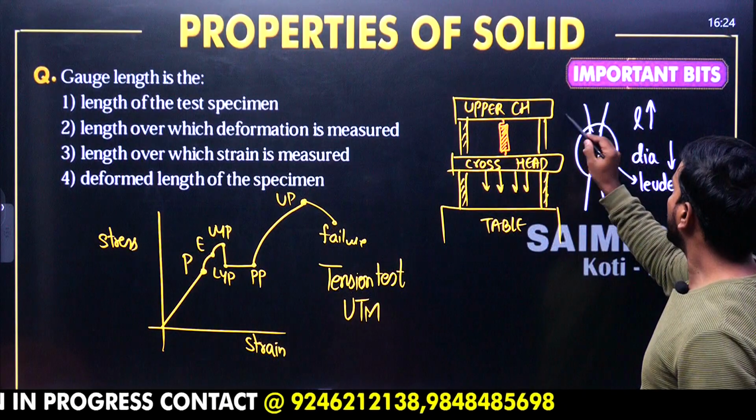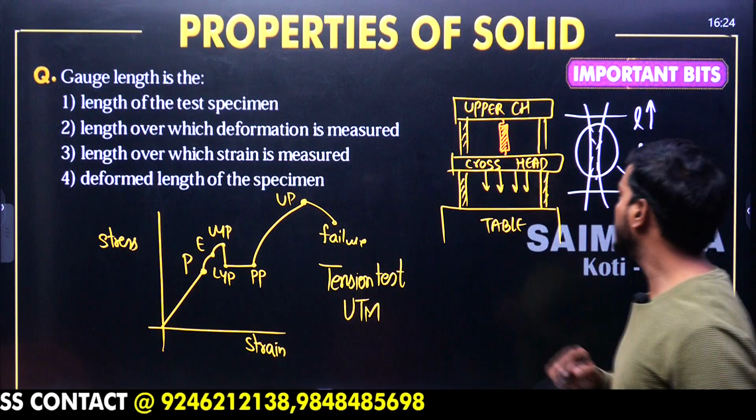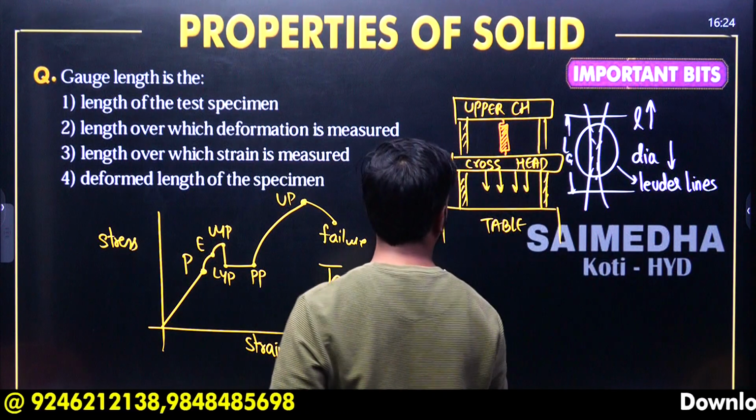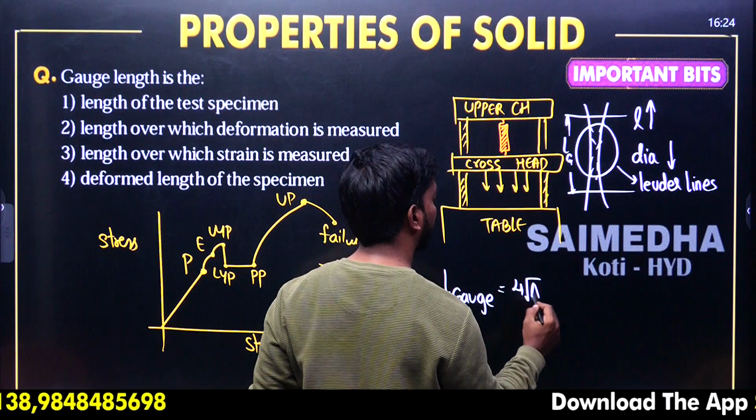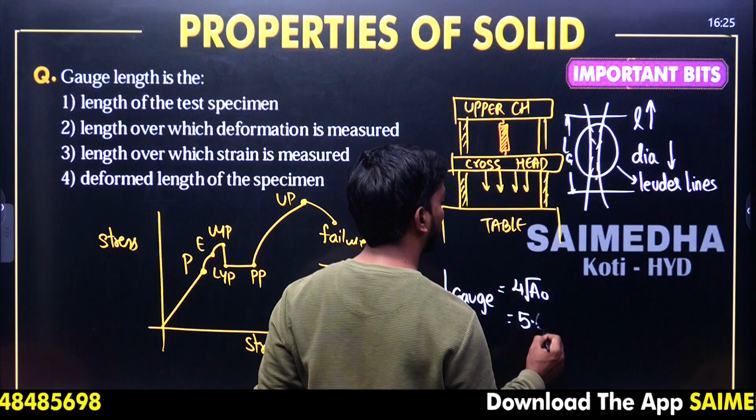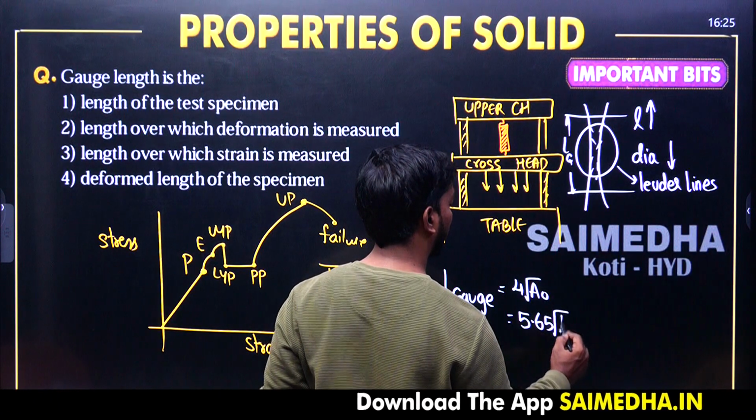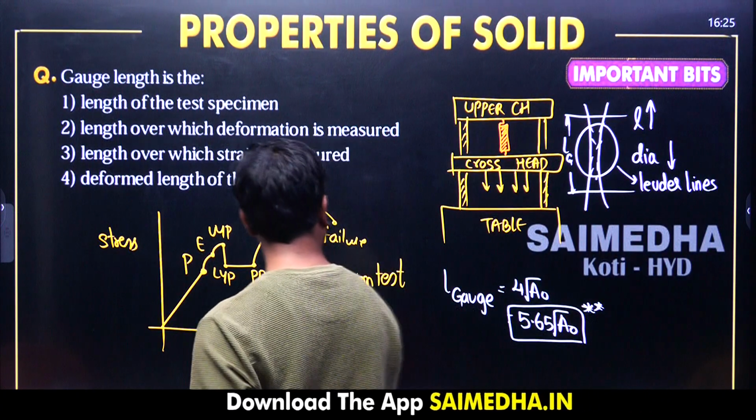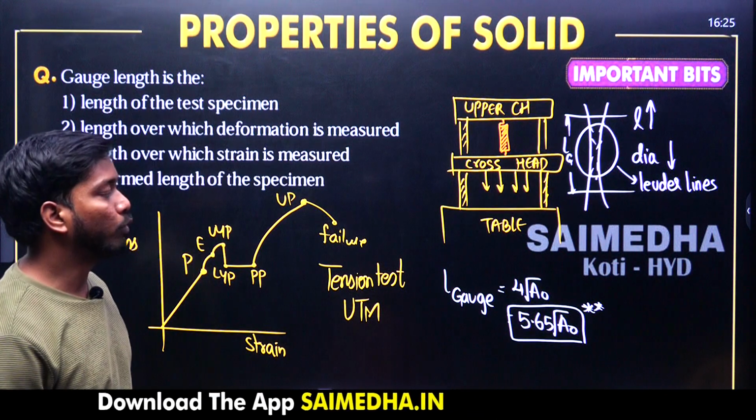Now the length for which this deformation is happening is called the gauge length. From American standard and Indian standard, there are two formulas, 5.65 times root A0. Okay, this is important, the gauge length formula. Finally, the type of deformation is called cup and cone deformation.